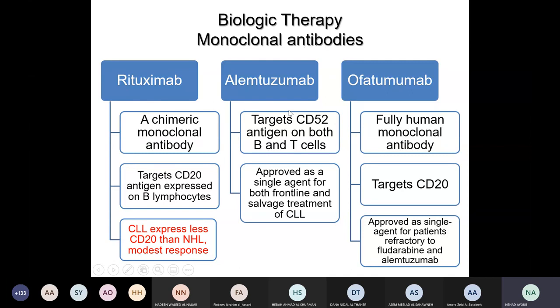الالمتوزوماب هو anti-CD52 monoclonal antibody, فهذا هو التارجت. CD52 unlike CD20, this is a marker that we can see on both B and T cells. فبالتالي لما أنا بعطي الالمتوزوماب that can actually target my B and T lymphocytes, this causes even a greater myelosuppressive activity. يعني هذا كمان مريض بيكون even more immunocompromised.